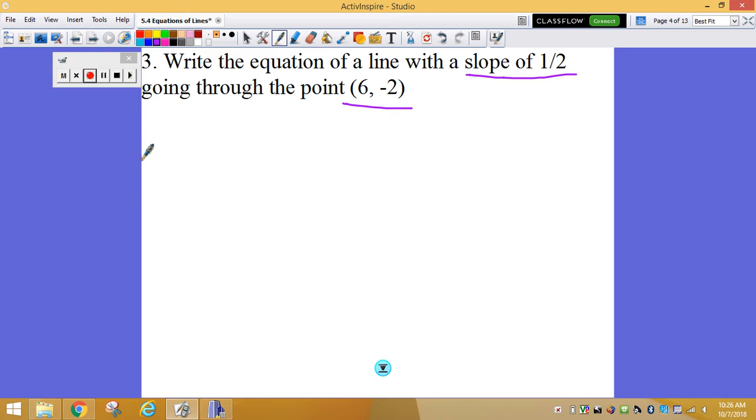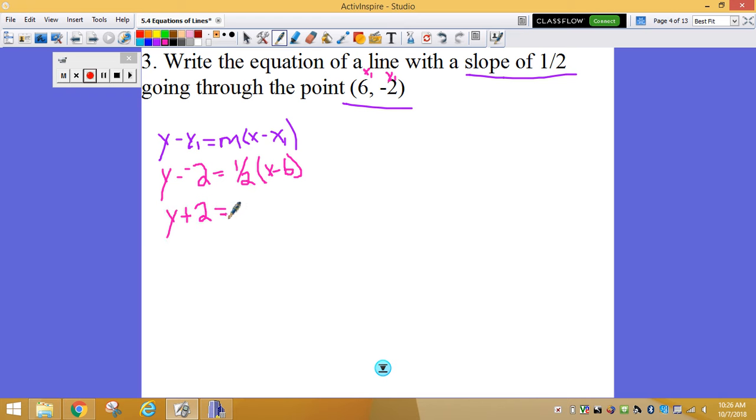Okay, hopefully you legitimately tried it. So my formula is y minus y1 equals m times x minus x1. Let's plug in everything we know. I know this is my x1 and my y1. So I have y minus negative 2. My slope is 1/2. And I have x minus 6. The only thing you need to fix is change this minus negative right here to a plus.